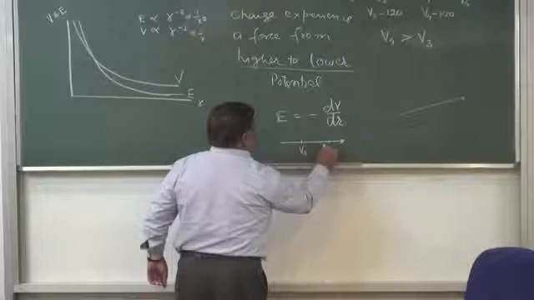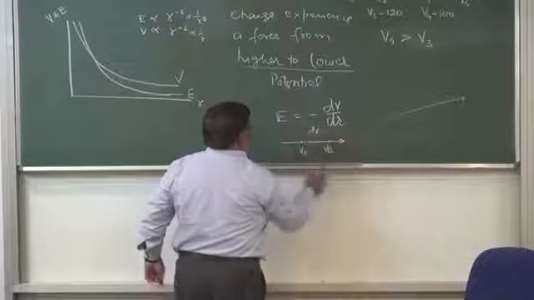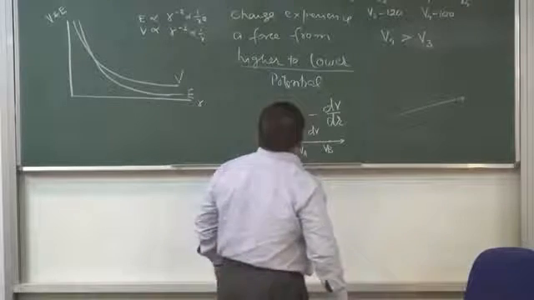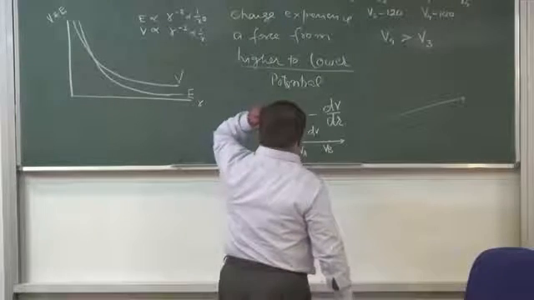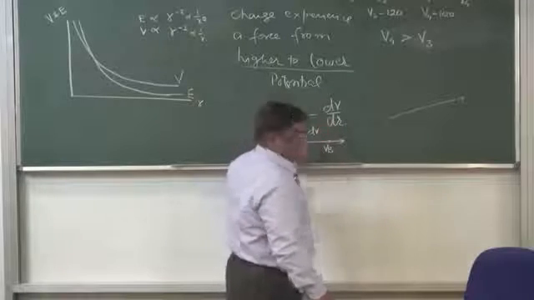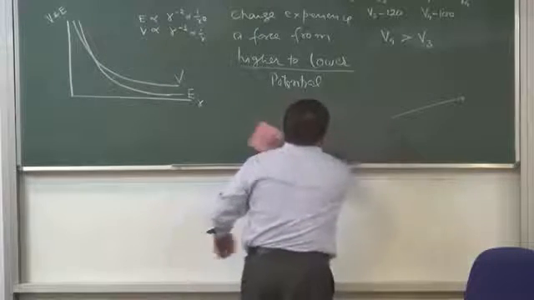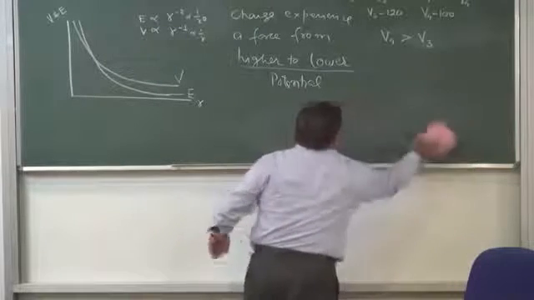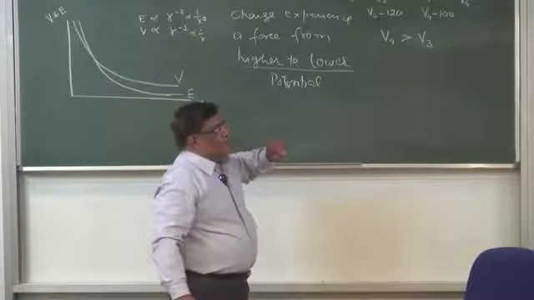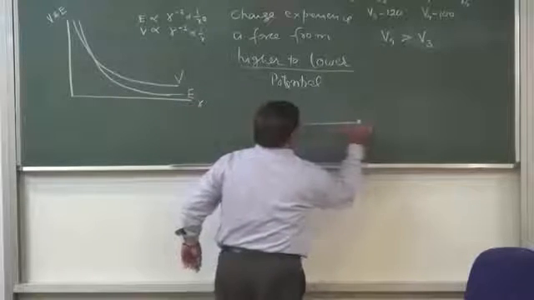VA, VB. No, we will have to explain it on the basis of dV, dr. They are opposite to each other. No. Okay. In which direction does the potential increase? Yes, we were right.